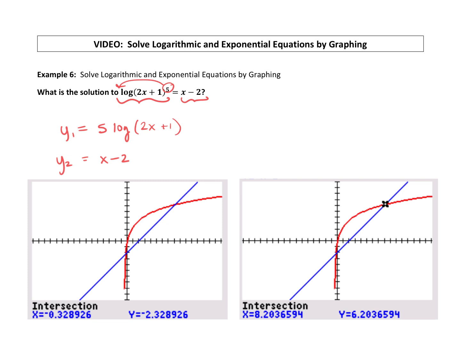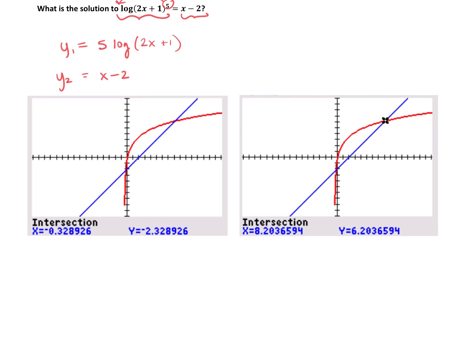All right, so here are some screenshots of what you would see on your graphing calculator. Let's just look at this one on the left first. The blue line, that's that linear function, x minus 2. It's going through the y-axis at negative 2, slope of 1. So this is the x minus 2 side of our equation. The red, that's the log side. That's 5 times the log of 2x plus 1.